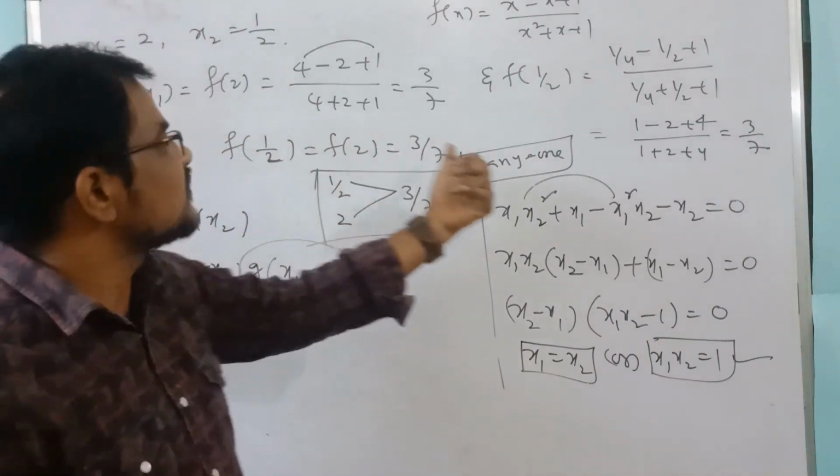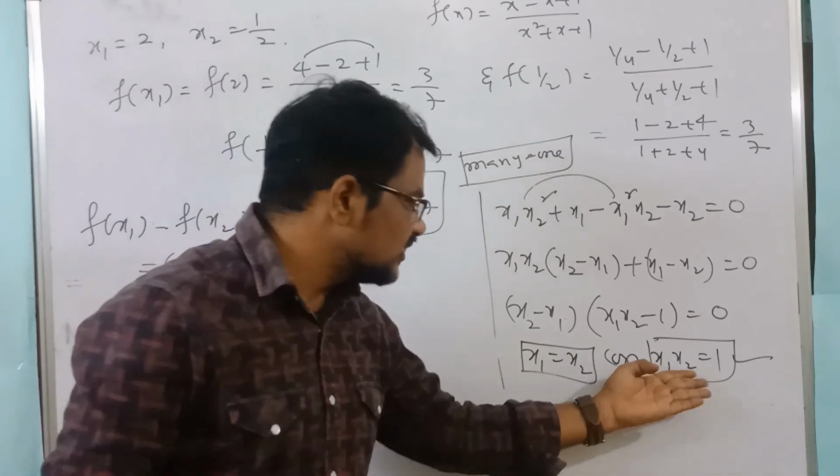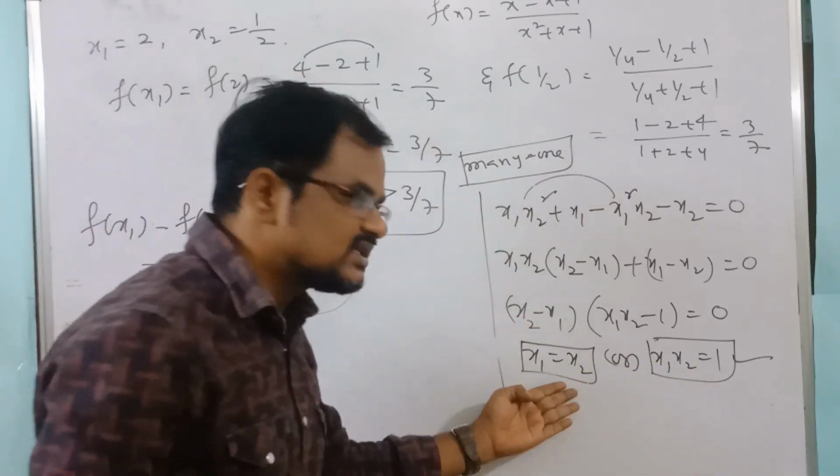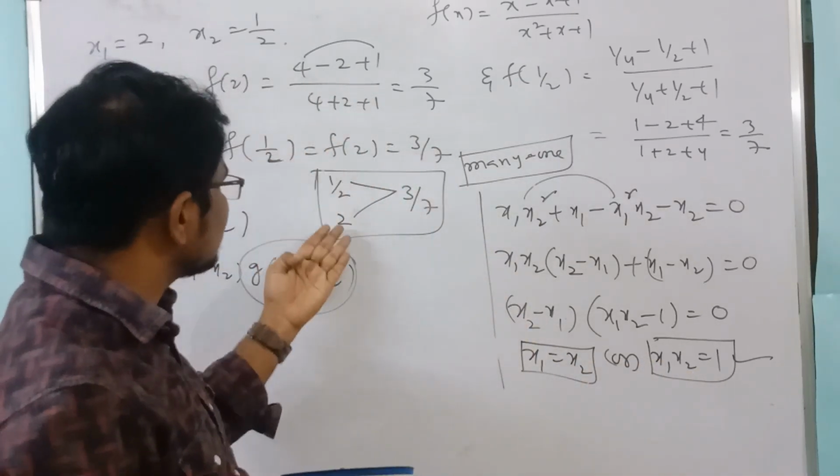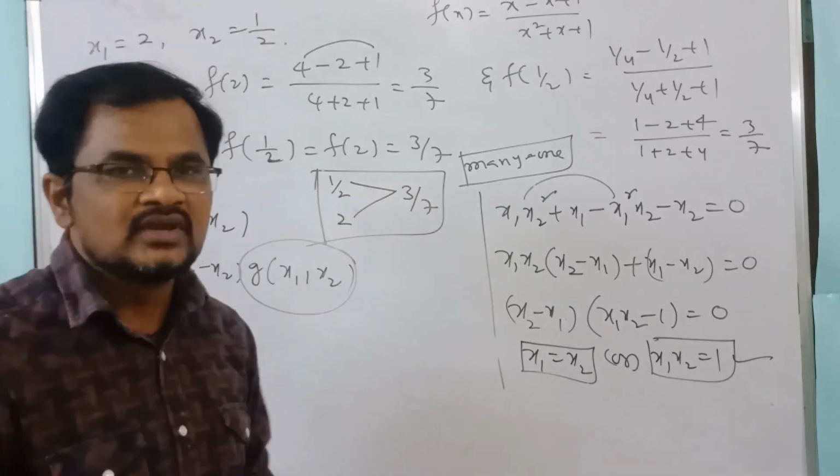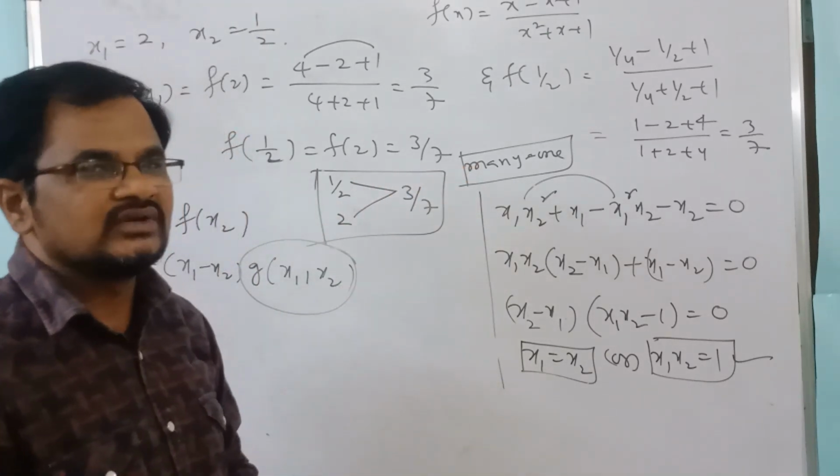Definitely that function is what? Many to one function. So this solution is other than this one. So x1 not equal to x2, but f of x1 is same. So that's why it is many to one function, right?